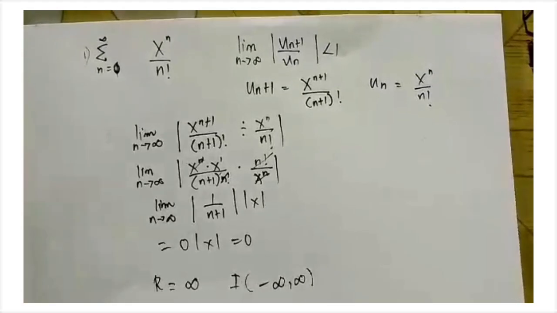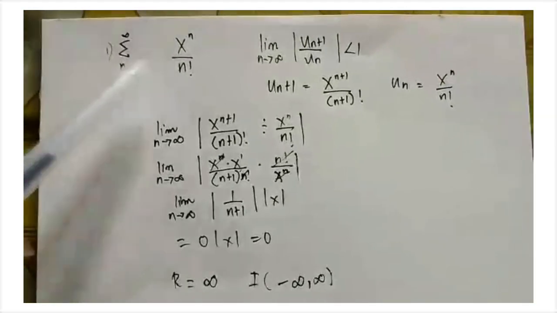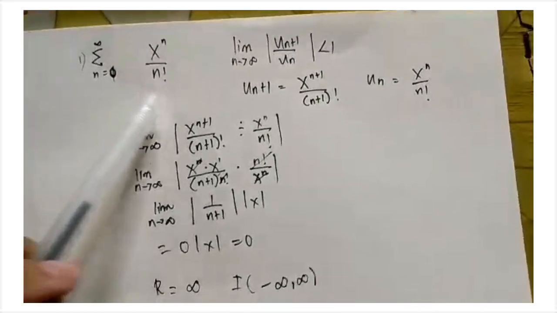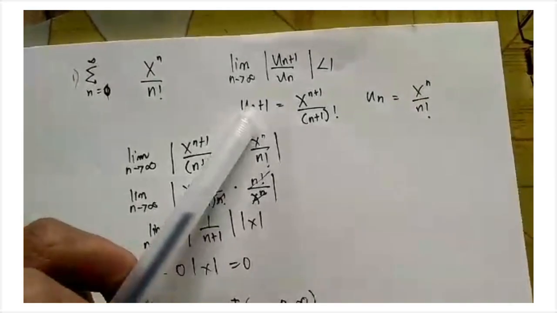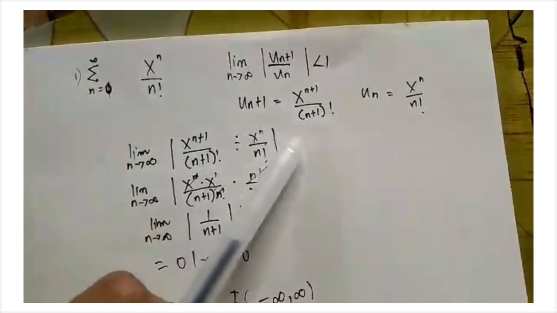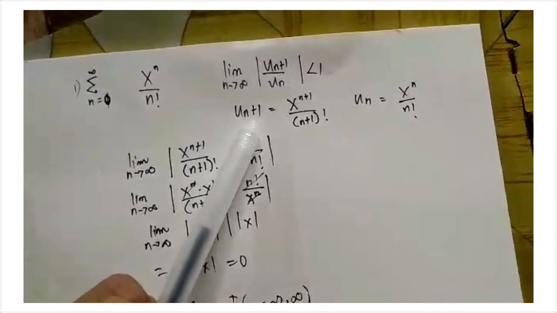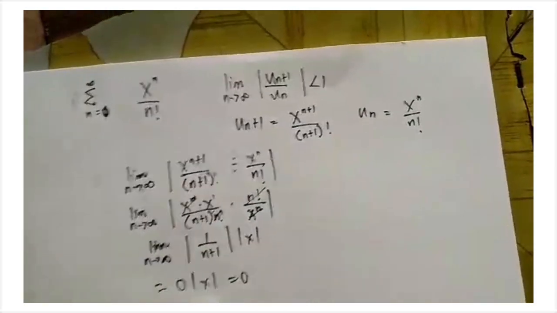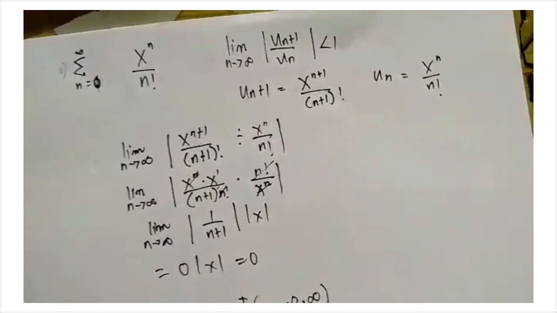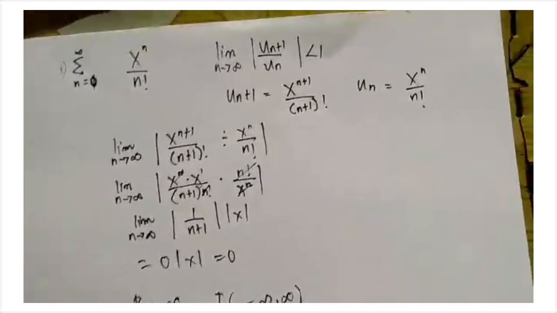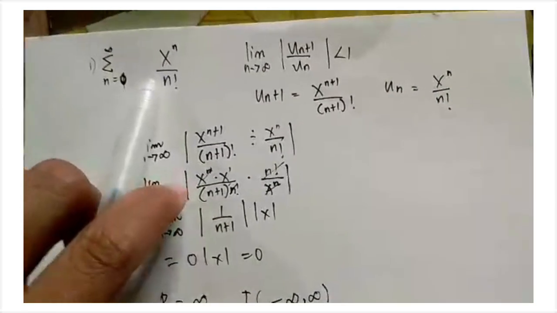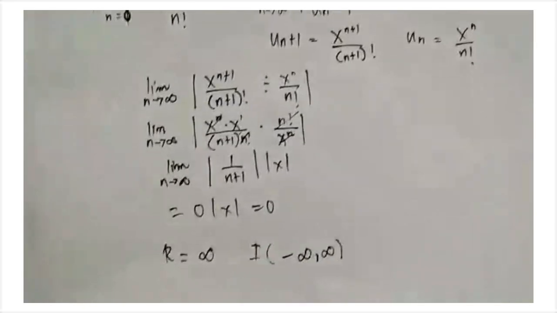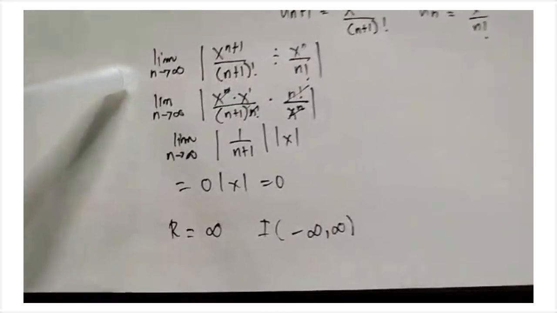Okay, so let's have an example. Our example is the power series of x raised to n over n factorial. Our formula is the limit as n approaches infinity of u sub n plus 1 over u sub n. So our u sub n plus 1 is equal to, we're just going to add plus 1 to our n, so x raised to n plus 1 over n plus 1 factorial. And then our u sub n is the original given problem, x raised to n over n factorial. So, let's solve.